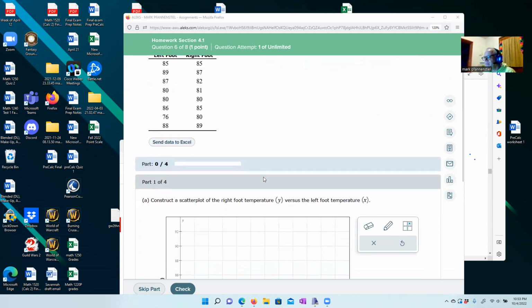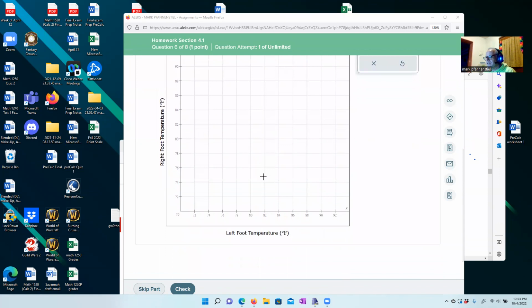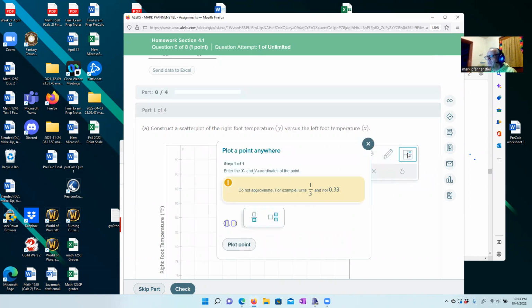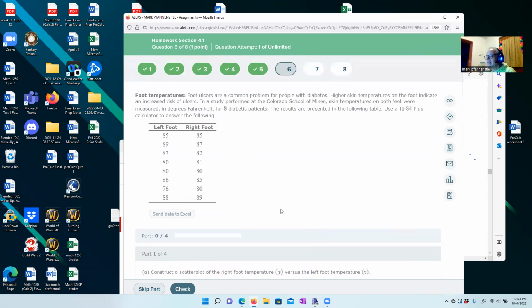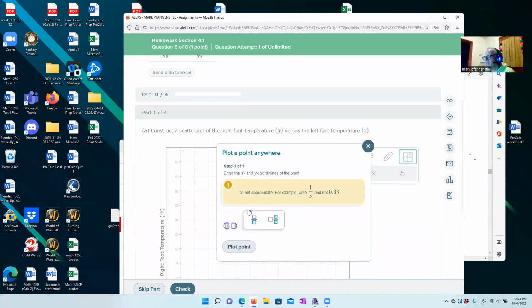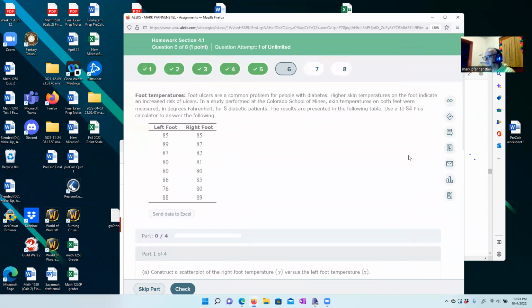Okay, so we're going to go ahead and do a scatter plot. We're going to use the point plot tool, and I hope you guys have this. All we're going to do is plot points here. The first one is 85, 85, and I'm just going to type that in there. My X value is 85, my Y value is 85. Plot the point. And then we're just going to go through in turn and plot them all. I'm going to go ahead and pause that so you don't have to watch me do it.